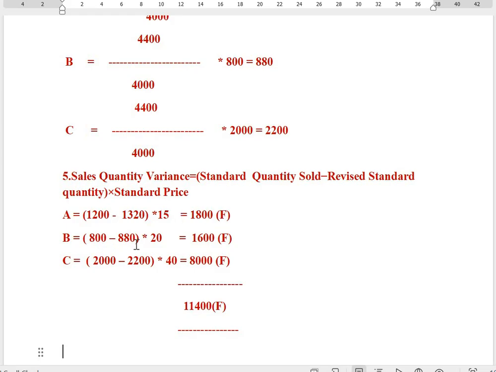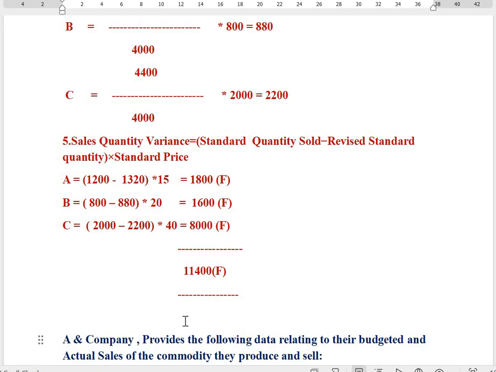800 minus 880 we are getting 80. 80 into 20 we are getting favorable of 1600. 2000 minus 2200 we are getting 200. 200 into 40, 8000. So all are favorable, added together we get 11400 favorable. So in such a way we have to compute the sales variance based on the value method.